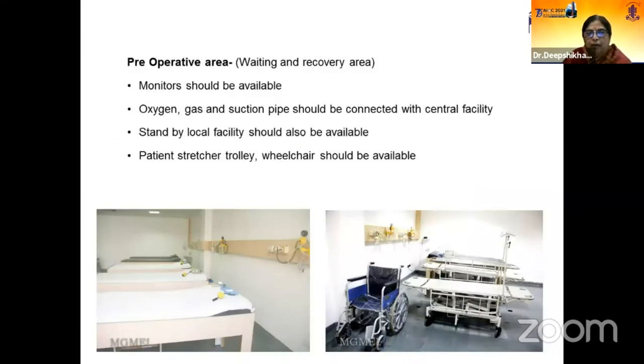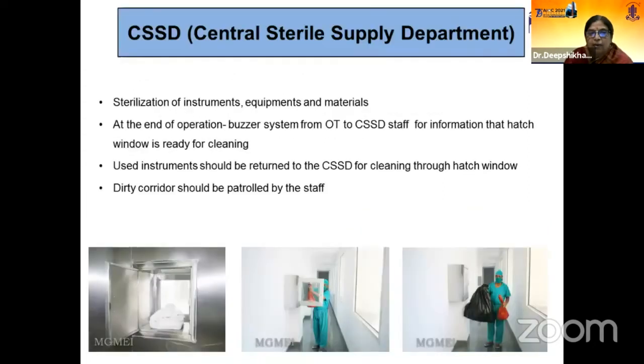In the pre-op area, where there is waiting and recovery, a monitor should be available. Oxygen and gas suction pipes should be connected with the central facility, but a standby local facility should also be available. Patient's stretcher, trolley, vehicle, and wheelchair should also be available.